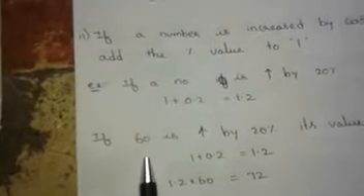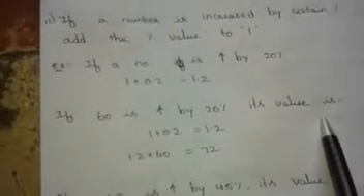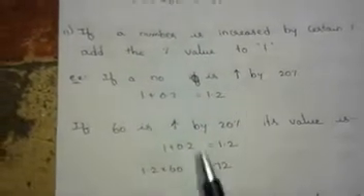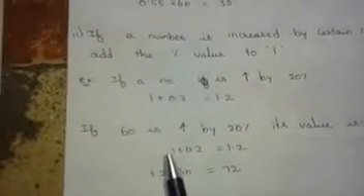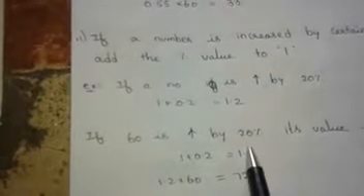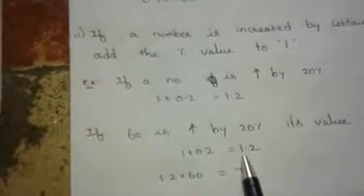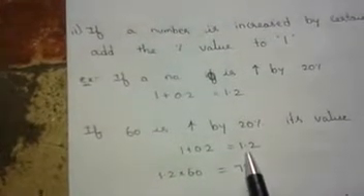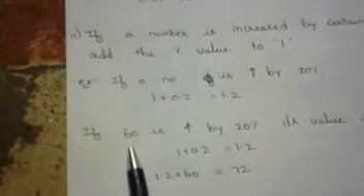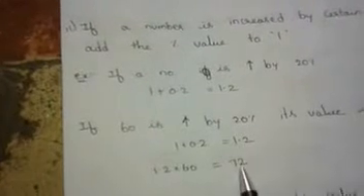If 60 is increased by 20%, what would be its resultant value? As I've already told you, if we are going for the increase, you have to add that value to 1. Here, 20% is increased, so you have to add the 20% decimal value. So it's 1 plus 0.2, you will be getting 1.2. You have to multiply this 1.2 with 60 in order to get the resultant value. The value is 1.2 into 60, that's 72.